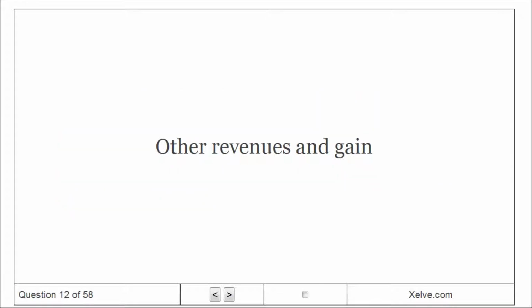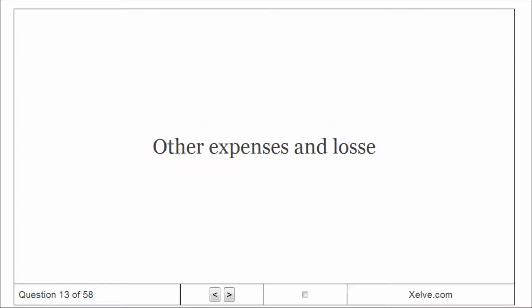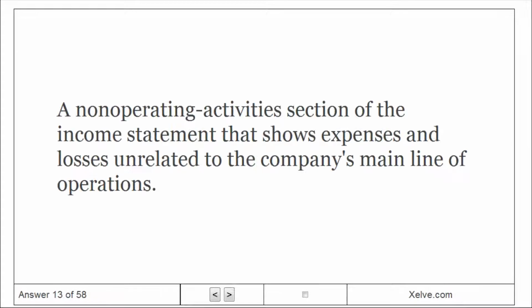Other revenues and gains. A non-operating activities section of the income statement that shows revenues and gains unrelated to the company's main line of operations. Other expenses and losses. A non-operating activities section of the income statement that shows expenses and losses unrelated to the company's main line of operations.